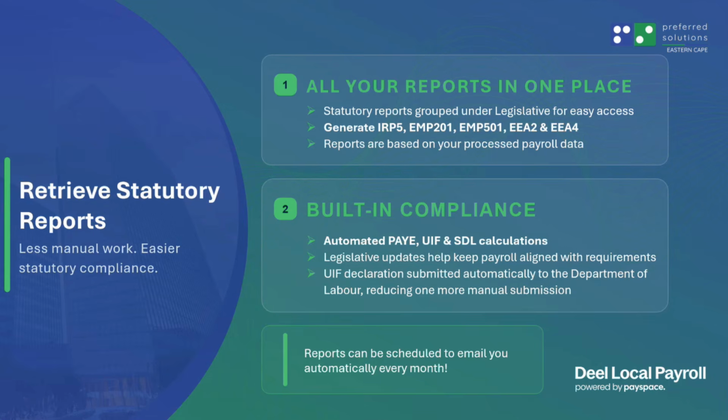The system provides statutory reporting for items such as your IRP5, EMP201 and 501, as well as your Employment Equity Act 214, with the pay-as-you-earn, UIF, and SDL calculations built into the system. That is kept aligned with the legislative requirements. The real advantage is that these reports are generated directly from the payroll information you have already processed. So instead of compiling information manually, you can generate the required reports directly from Payspace, making compliance quicker, easier, and less prone to human error.